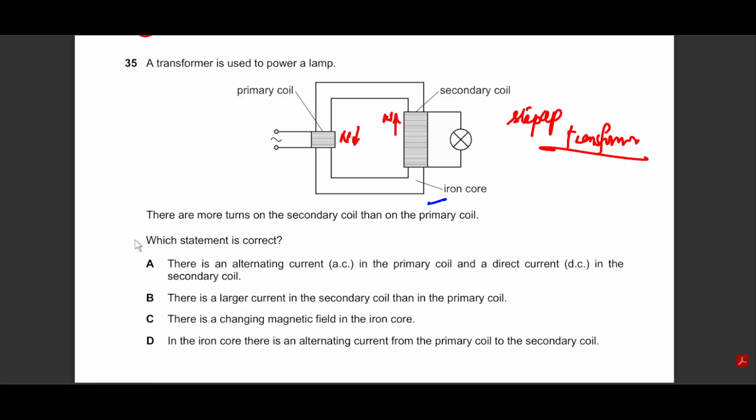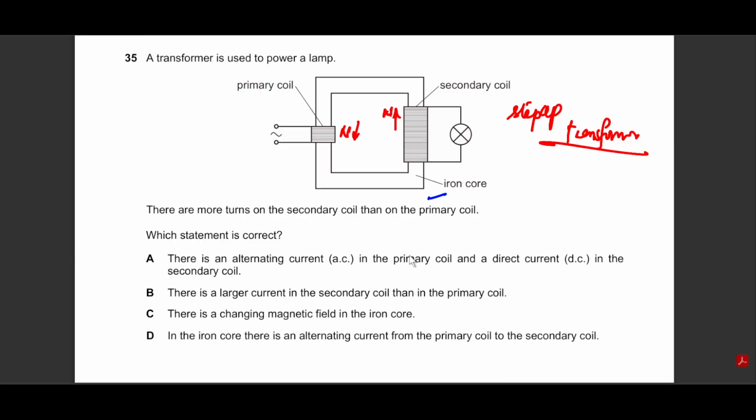Which statement is correct? There's already current in the primary coil, true. Direct current, no. The transformer cannot change the type of current you give it. So for example, if you're giving AC, it's going to give out AC. And transformer does not work on a DC input because we're relying on changing current. The changing current, sometimes positive, sometimes negative, causes a changing magnetic field.